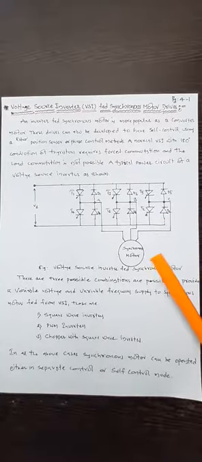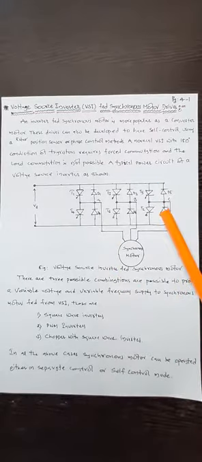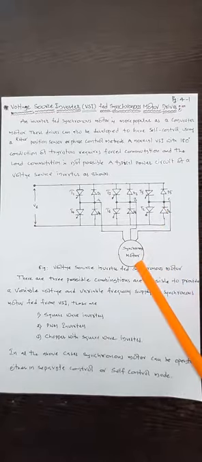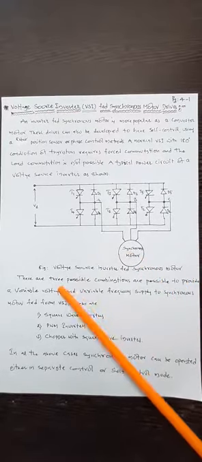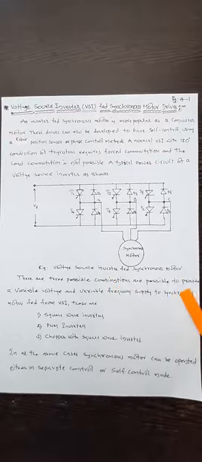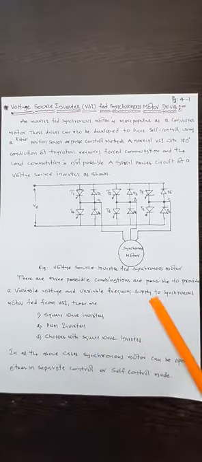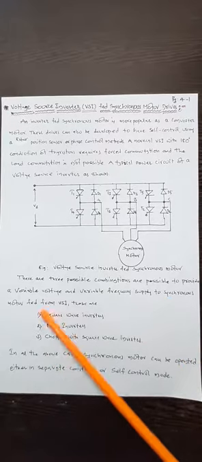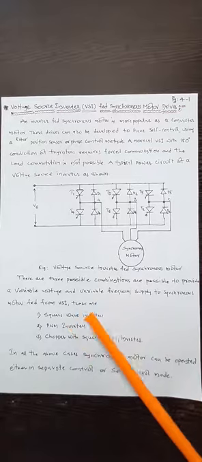What are the different control strategies by which variable voltage and variable frequency are given to the stator of the synchronous motor, so as to have speeds above rated speed as well as below rated speed? Let us see. There are three possible combinations to provide a variable voltage and variable frequency supply to a synchronous motor fed from VSI.